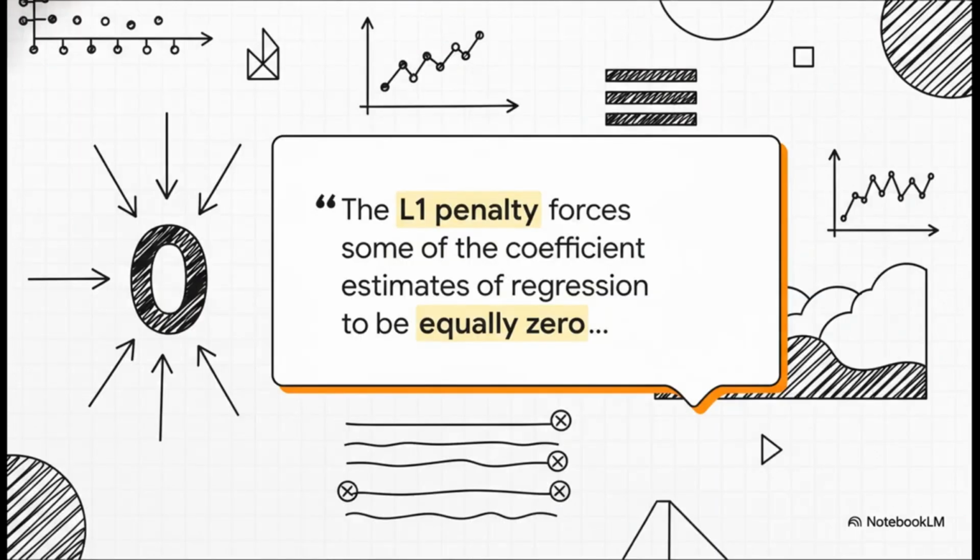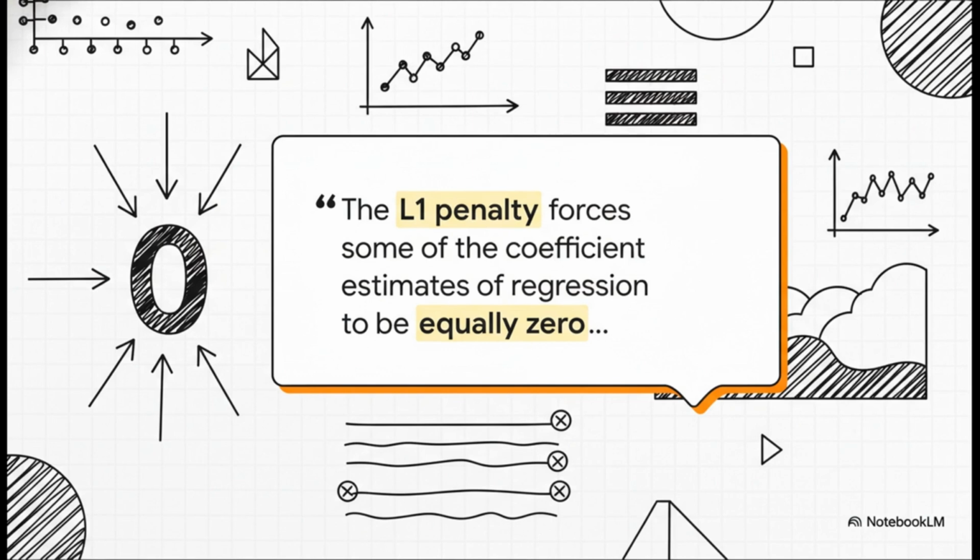And here's the key takeaway. The L1 penalty doesn't just shrink coefficients. It can force some of them to become exactly 0. Think about what that means. If you have a data set with thousands of features, Lasso can literally tell you, hey, these 900 features, they're useless.